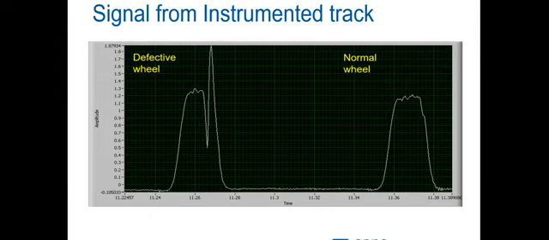So this is how a signal from an instrumented track looks. Let's suppose this is a normal wheel, then you would find a graph like this. And if the wheel is defective, as I just said, you would find a peak like this. So this is the peak that we are looking at. And if you find this peak, then it means that there is something wrong with the wheel.